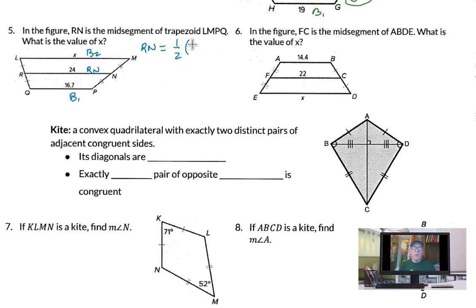Base 1 is 16.7, and base 2 happens to be x. So we're still doing 1/2 the sum of the bases. Now what we have to do with this one is find out what x makes this work out. They're also telling us that the length of RN is 24. So we have 24 is equal to, and let me write this as a fraction, (16.7 plus x) divided by 2. So here's base 1 plus base 2 divided by 2 is equal to the length of the mid-segment.